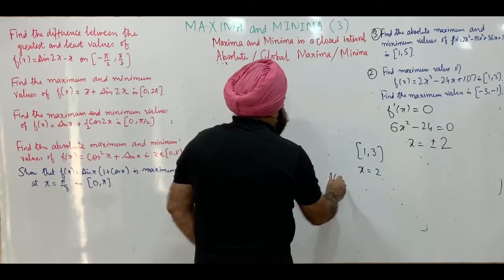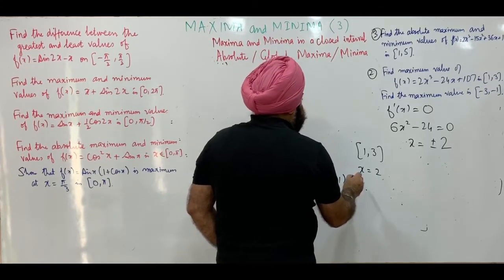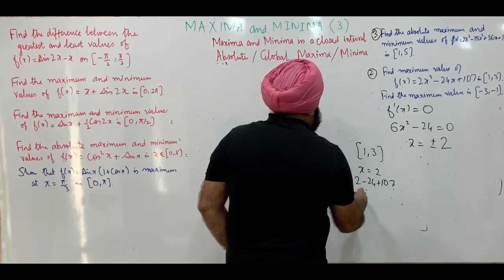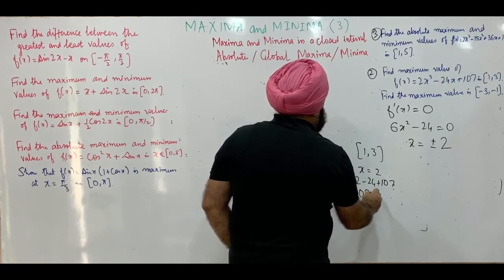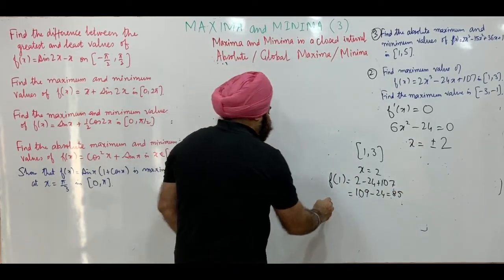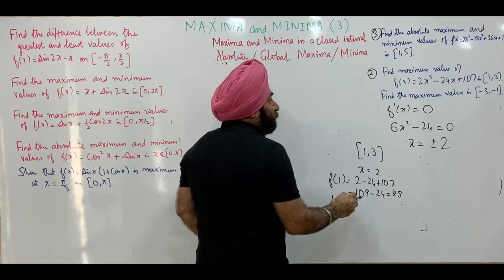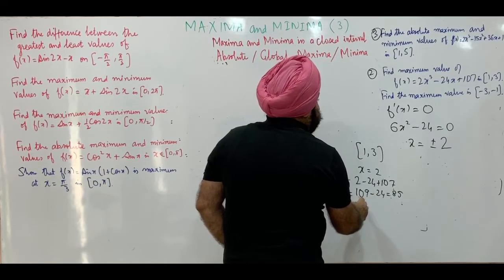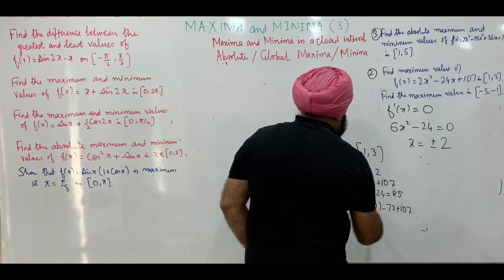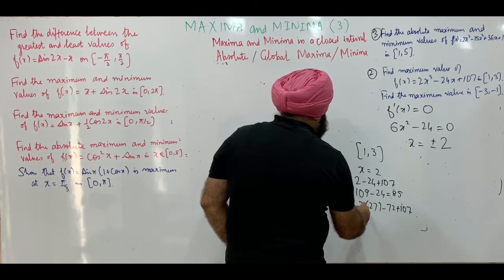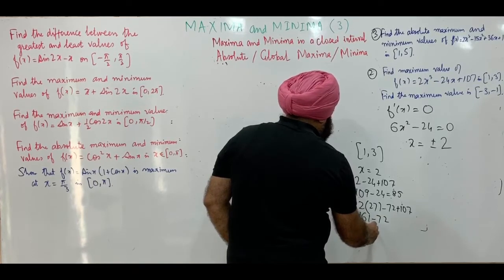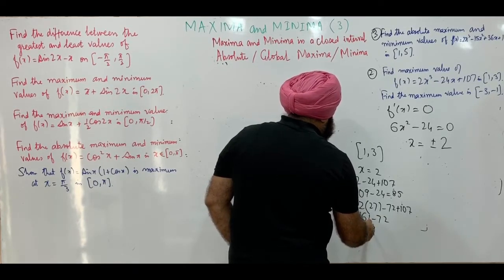We find out the value of the function at the starting point of the interval, f of 1. That's 2 minus 24 plus 107, and that is 109 minus 24, and this is 85. Then we find out the value of the function at the end point of the interval, f of 3. That's 2 into 3 cube is 27 minus 72 plus 107. This is 54 plus 107, 161 minus 72. This will be 9, and this is 89.